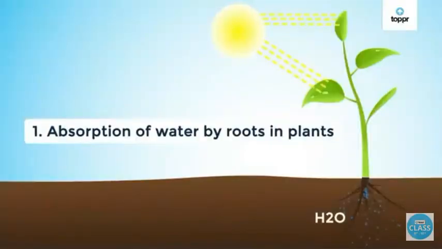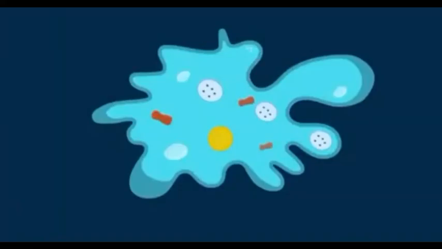Osmosis plays an essential role in living organisms. For example, absorption of water by roots in plants. When the roots of the plants absorb water, the water will move from one cell to another, from higher concentration to the lower concentration of the cell. Unicellular freshwater organisms like amoeba gain water through osmosis.